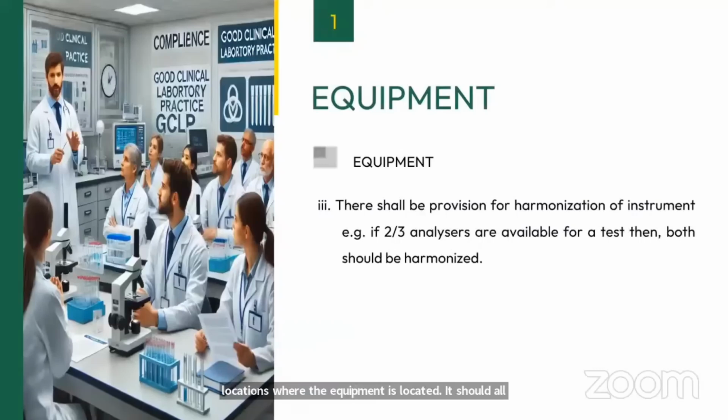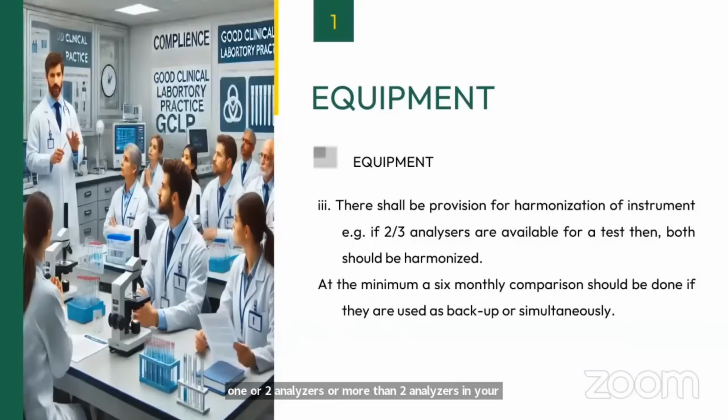There shall be a provision of harmonization of the equipment. So if you are using 2 or 3 analyzers for the same test, like analyzers for glucose estimation, if you have more than 2 analyzers in your laboratory, then you should perform appropriate harmonization. How frequently should it be performed? Minimum of 6 months. Once in 6 months, the comparison of the samples between the 2 analyzers must be performed.